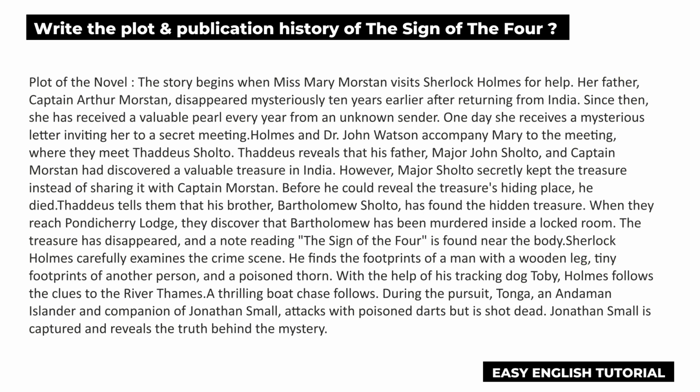Sherlock Holmes carefully examines the crime scene. He finds the footprints of a man with a wooden leg, tiny footprints of another person, and a poisoned thorn. With the help of his tracking dog Toby, Holmes follows the clues to the River Thames. A thrilling boat chase follows. During the pursuit, Tonga, an Andaman islander and companion of Jonathan Small, attacks with poisoned darts but is shot dead. Jonathan Small is captured and reveals the truth behind the mystery.